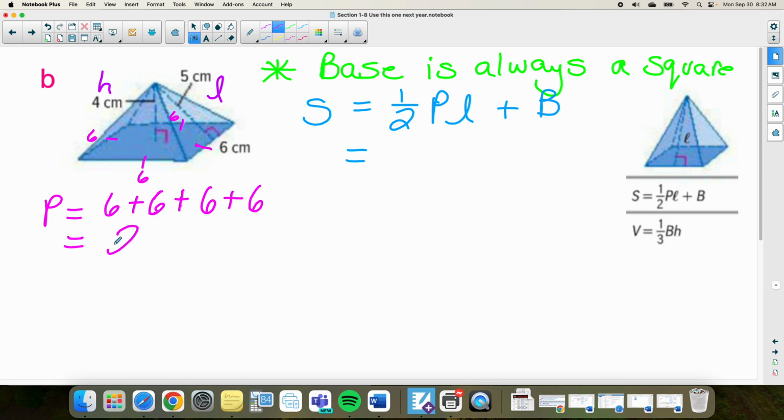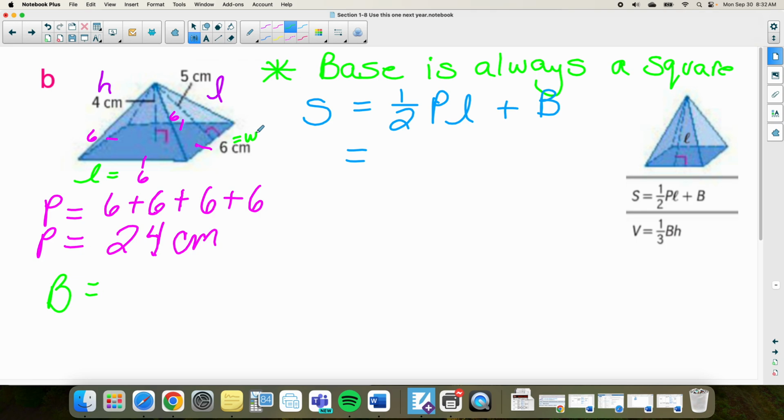And that would be 24, and that is in centimeters. All right, now what we have to do is find the area of that base, and we have a square. Now, you can either think of it as length times width, where this would be your length and this would be your width, and just go 6 times 6.